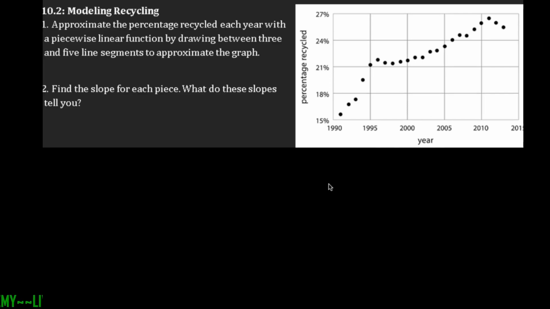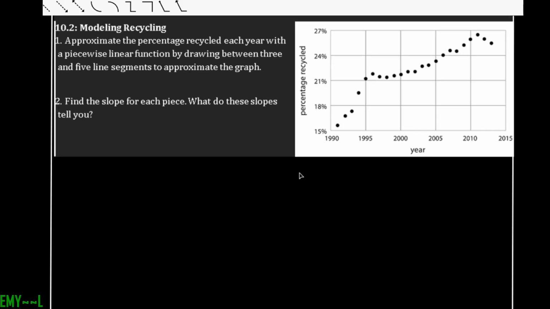It says approximate the percentage recycled each year with a piecewise linear function by drawing between 3 and 5 line segments to the approximate graph. So what we're going to do is try to connect these. So we're going to graph these first. So I can graph a couple lines here. I can say, all right, I can go from 1991 to 1996. It's going to be one segment. Notice how they're real close to that line.